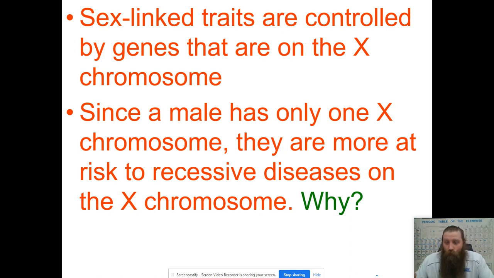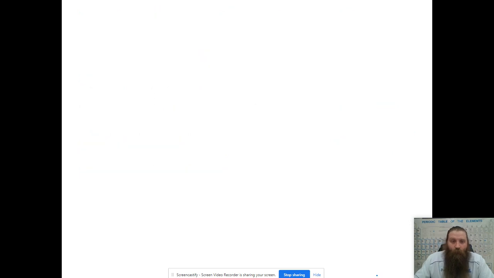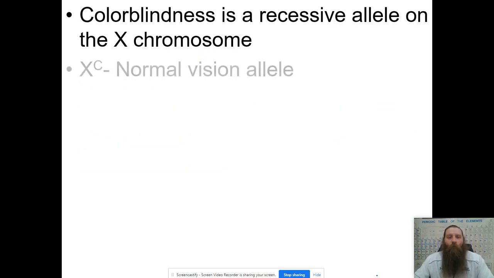If I'm a guy, I have 1 copy of the X chromosome. If something is defective on my X chromosome that is a recessive gene, I don't have another X chromosome with a dominant version that would overshadow it. So with guys, since we only have 1 X chromosome, everything on the X chromosome gets expressed. Where would we see this? Color blindness is much more common in men than in women. The color blindness gene is passed from parents to offspring on the X chromosome.